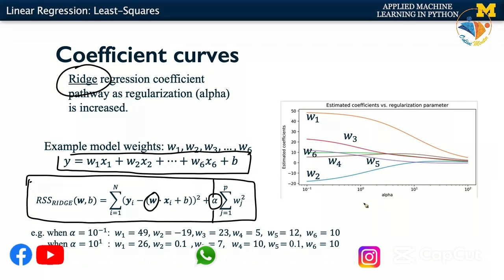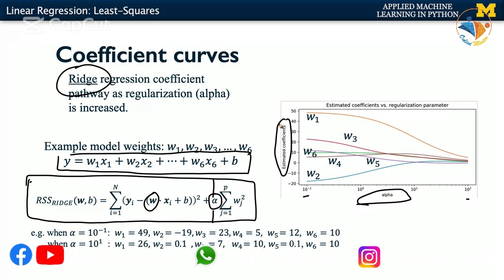On the x-axis, over here, we have the value of alpha. Now, note that I'm plotting this on a logarithmic scale because we're varying alpha quite widely between a relatively small value and a relatively large value. So just take note of that logarithmic scale. On the y-axis of this plot, we have the value of an estimated coefficient. And because we have 6 coefficients, I've plotted 6 curves on this plot. So there's one curve for each estimated coefficient, W1, W2, and so forth.